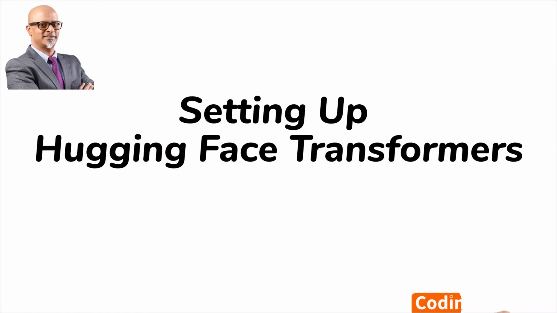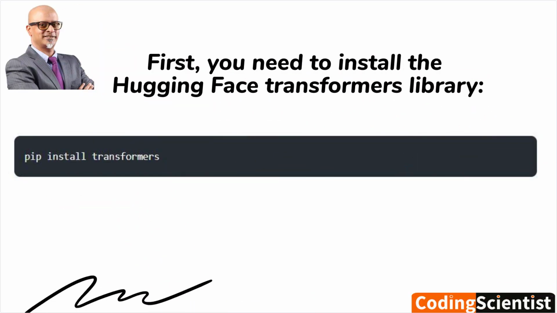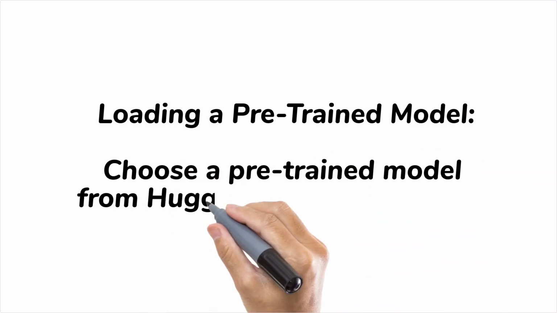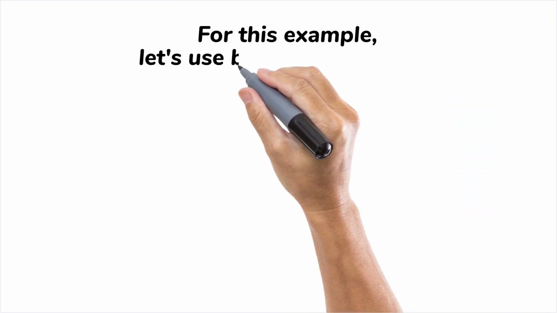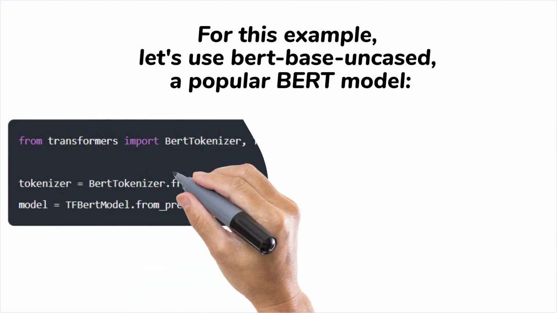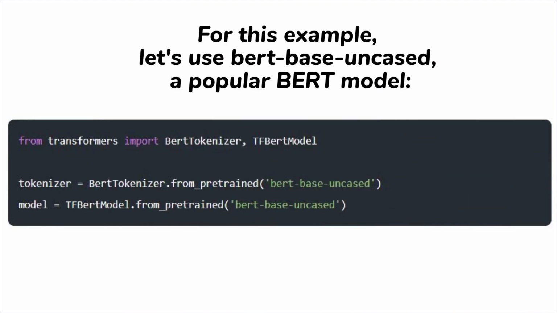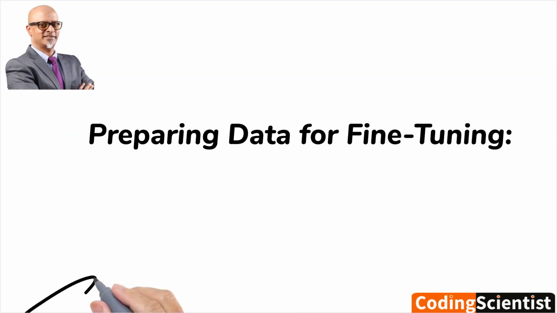Setting up Hugging Face transformers. First, you need to install the Hugging Face transformers library: pip install transformers. Loading a pre-trained model: choose a pre-trained model from Hugging Face's Model Hub. For this example, let's use BERT-base, a popular BERT model. from transformers import BertTokenizer, TFBertModel, tokenizer = BertTokenizer.from_pretrained('bert-base-uncased'), model = TFBertModel.from_pretrained('bert-base-uncased').